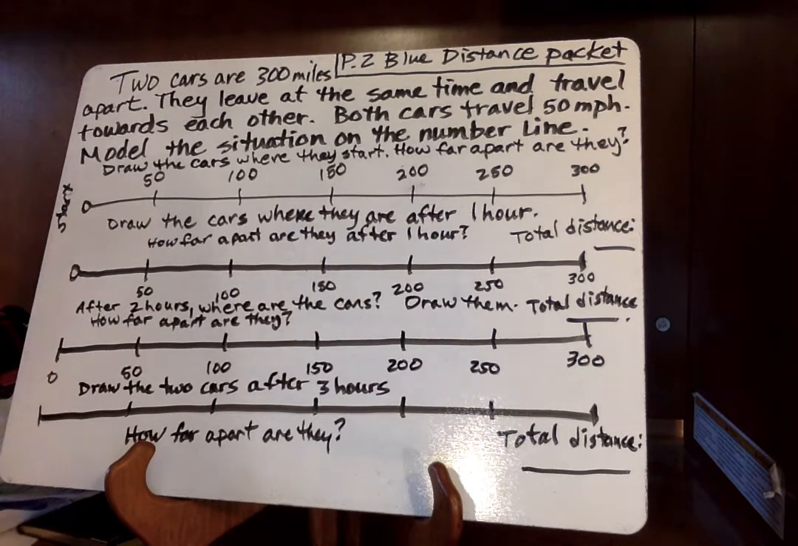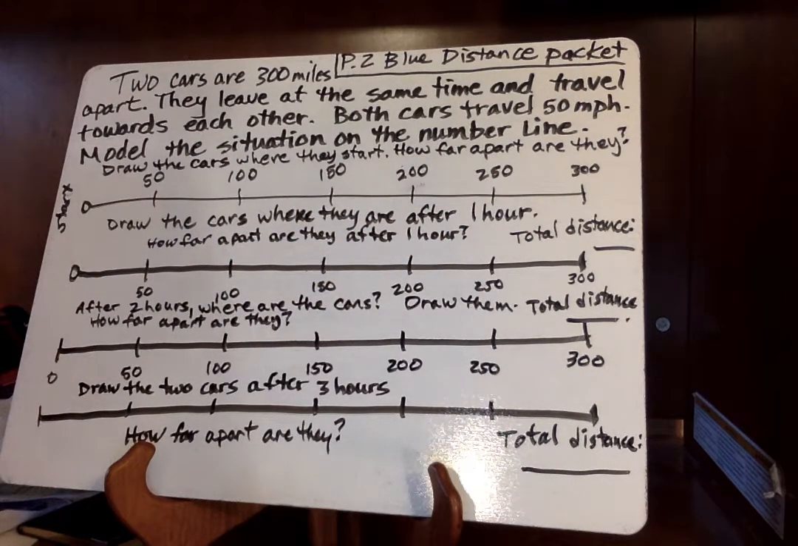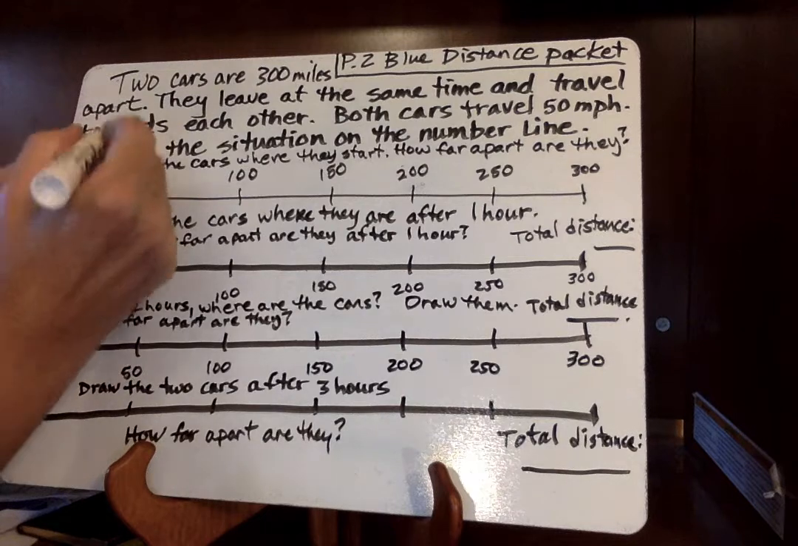Okay, so this one says two cars are 300 miles apart. They leave at the same time and travel towards each other. Both cars travel 50 mph. The mph stands for miles per hour. Model the situation on the number line. Draw the cars where they start and how far apart are they.